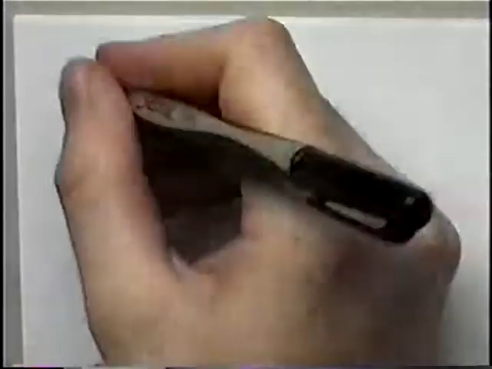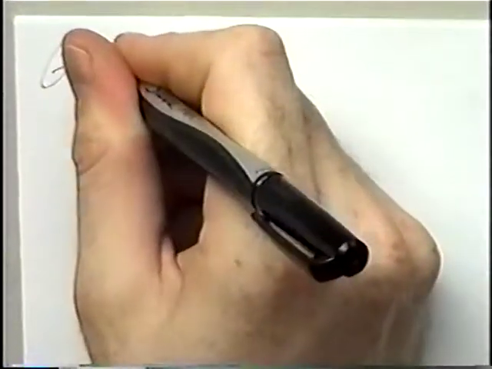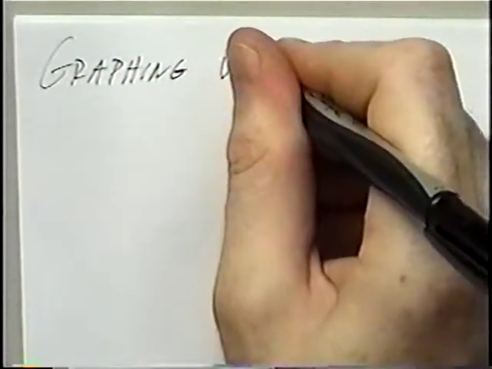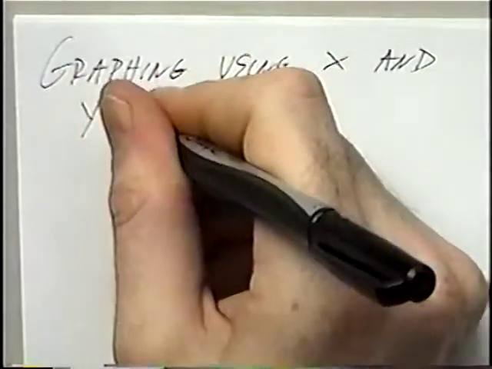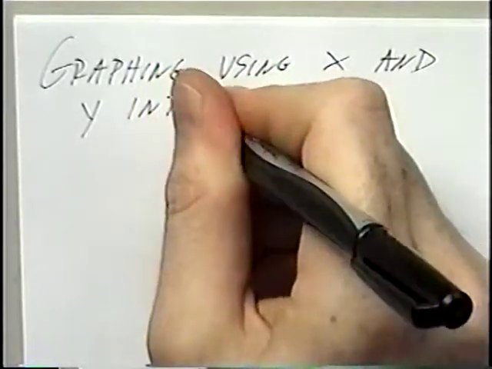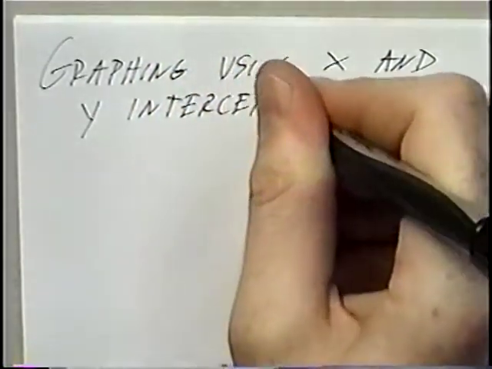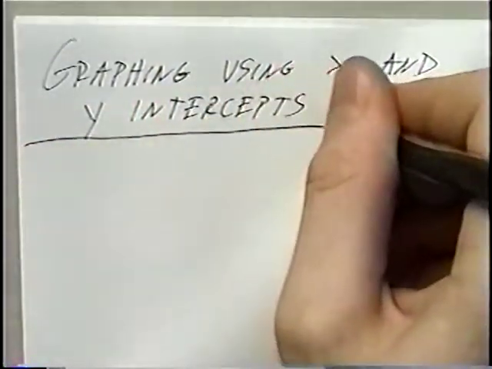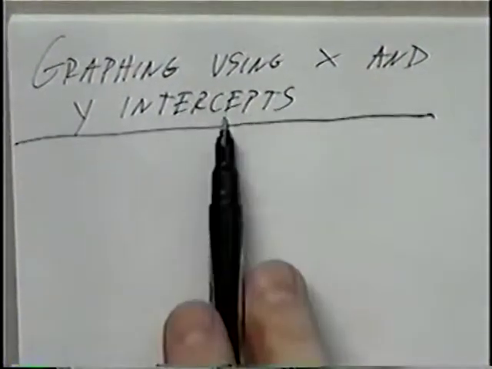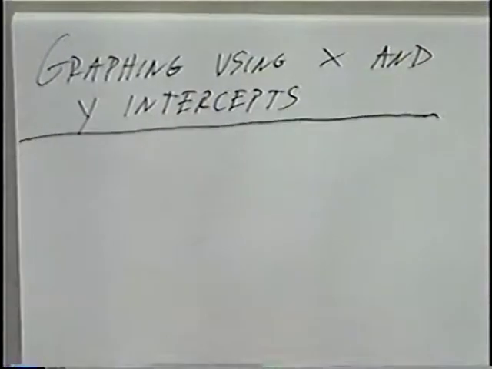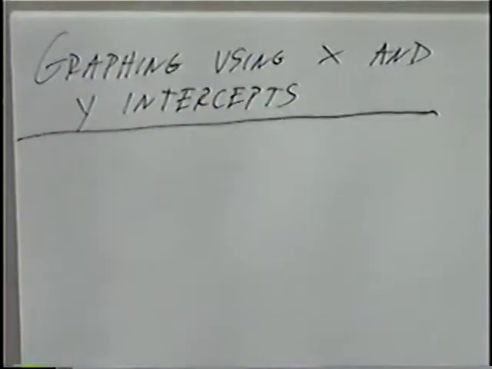Title of the last section today is Graphing Using x and y intercepts. Graphing equations using the intercepts. Intercepts are where it crosses the x-axis and the y-axis.